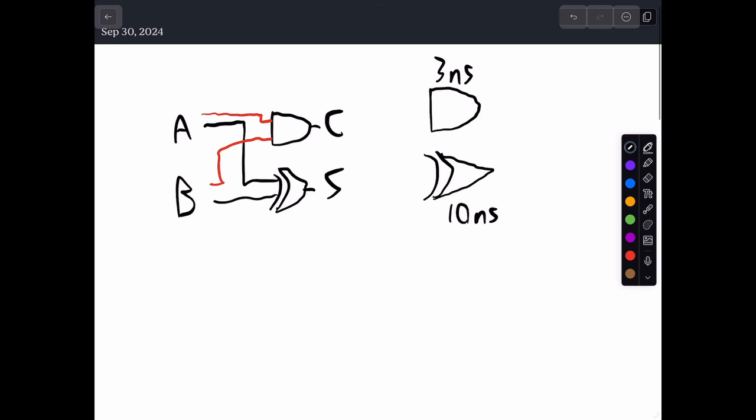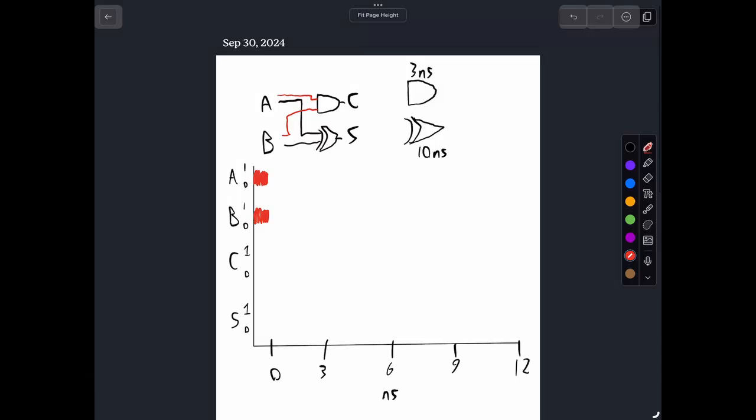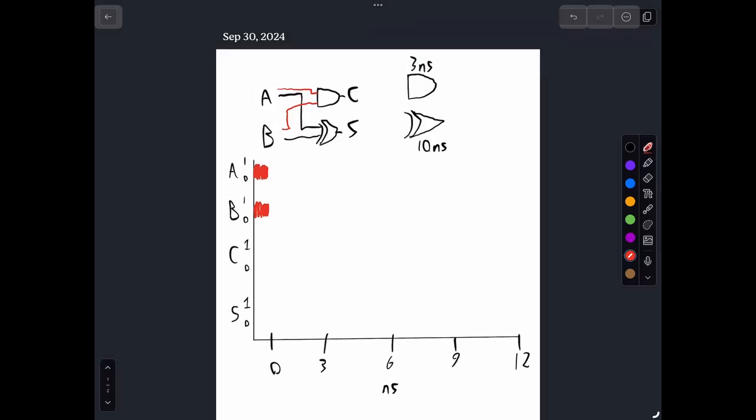Okay. And also, let's shift this over just a little bit, just to give us some time to see A and B become steady. So this is 0, right? At this time right here, let's say we don't know what A and B are. If we don't know what A and B are, then do we know what C and S are? No, okay, so at the beginning, C and S are also going to be unknown. So this red squiggle is just saying we don't know what this value is.